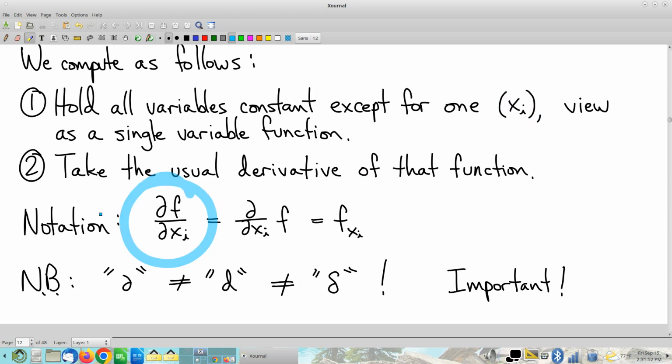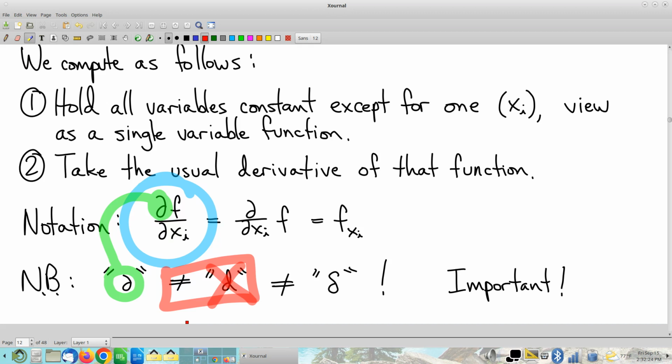This is our main notation. It looks like Leibniz notation for derivatives. Importantly, though, this symbol right there is not a D. You can't use a D as an alternative. It's not a personal choice. This is an important distinction in standard mathematical notation. So it is highly, highly not optional. You cannot put a D in place of this weirdo little symbol.